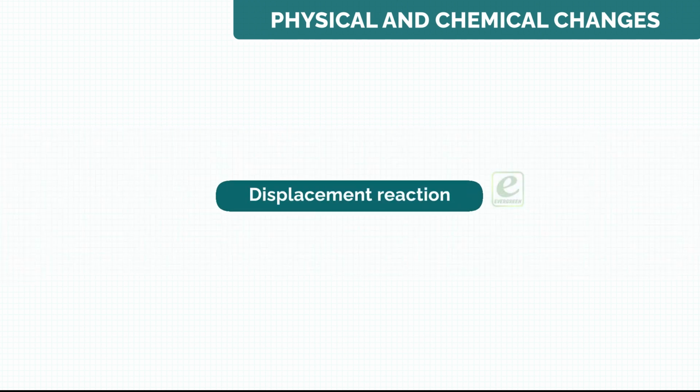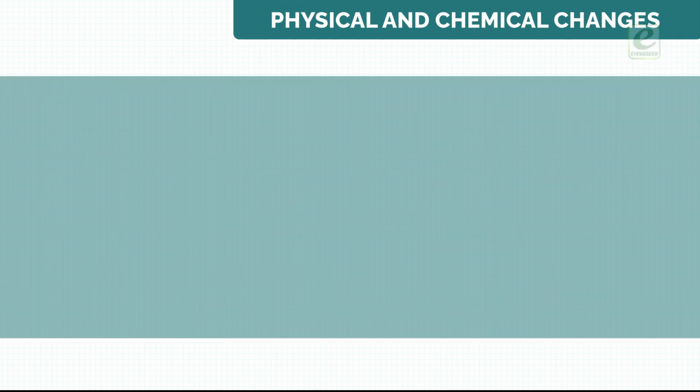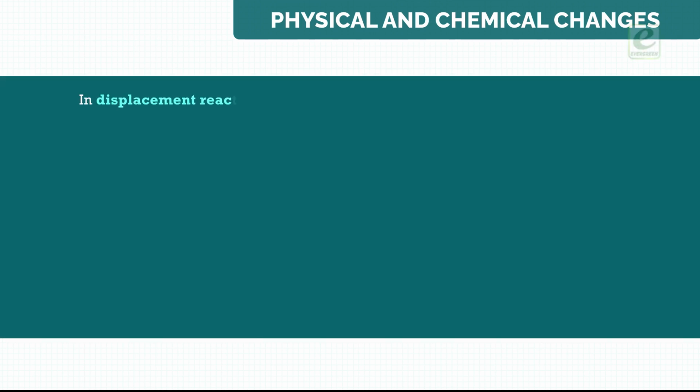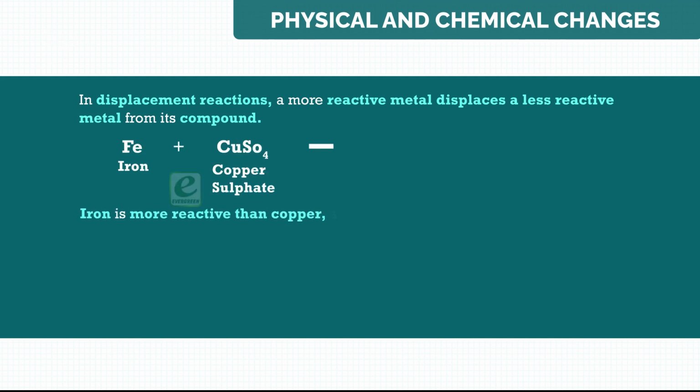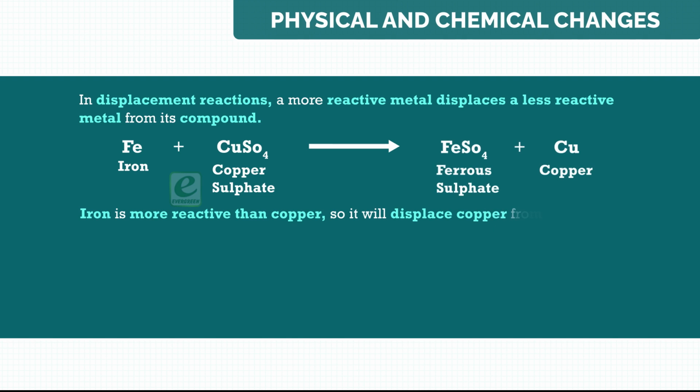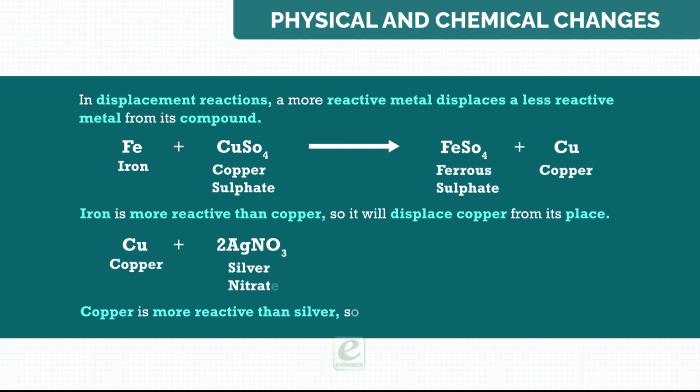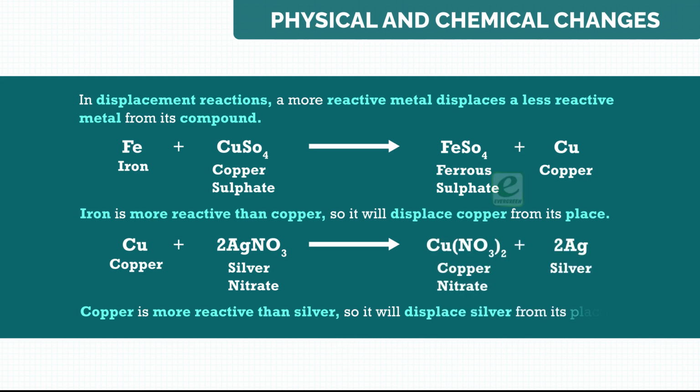Displacement reactions. In displacement reactions, a more reactive metal displaces a less reactive metal from its compound. Iron is more reactive than copper, so it will displace copper from its place. Copper is more reactive than silver, so it will displace silver from its place.